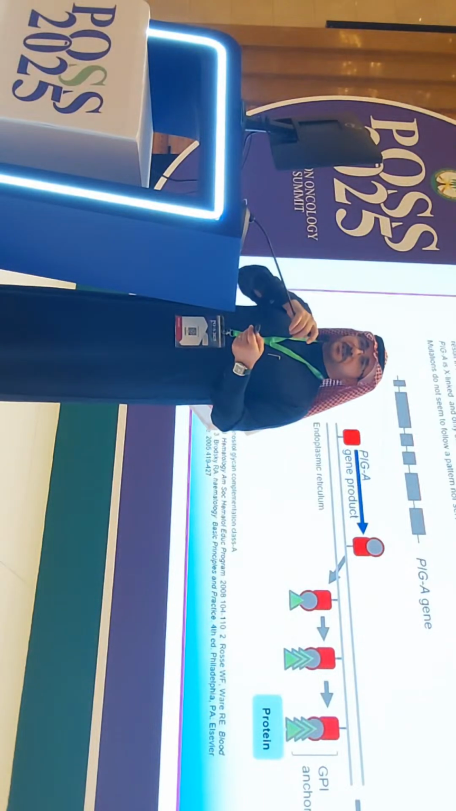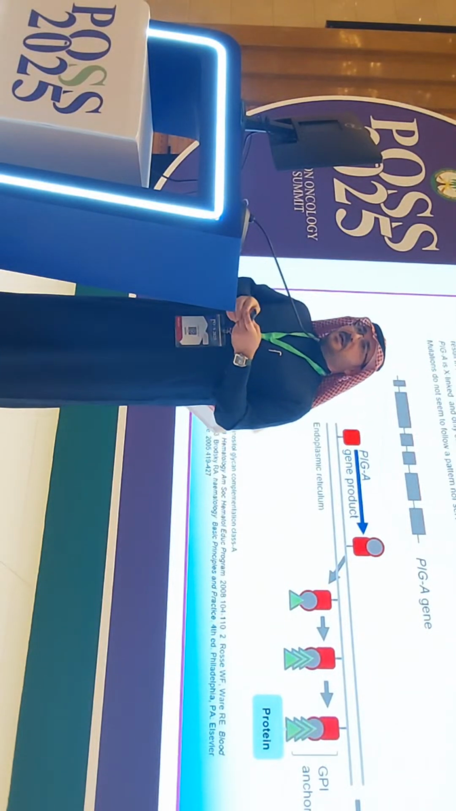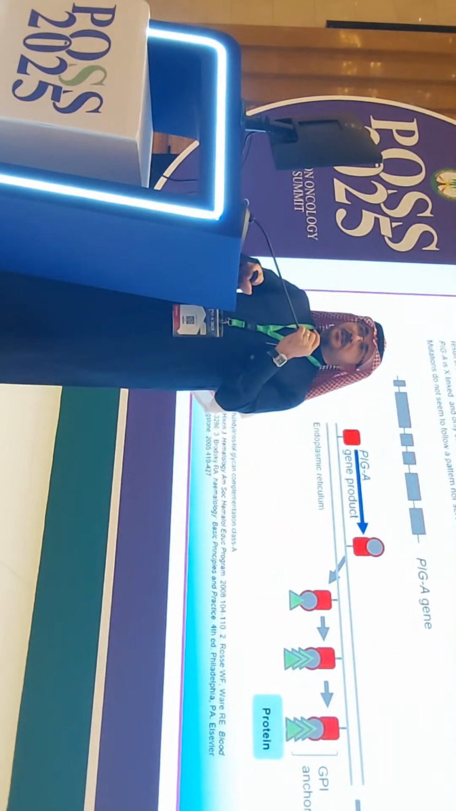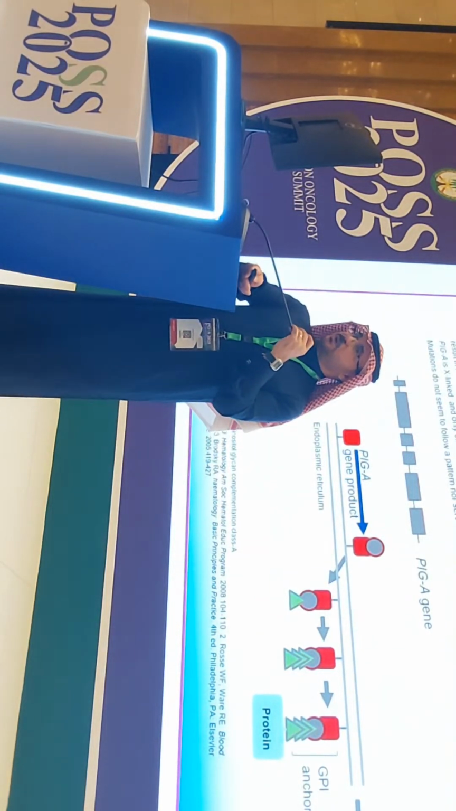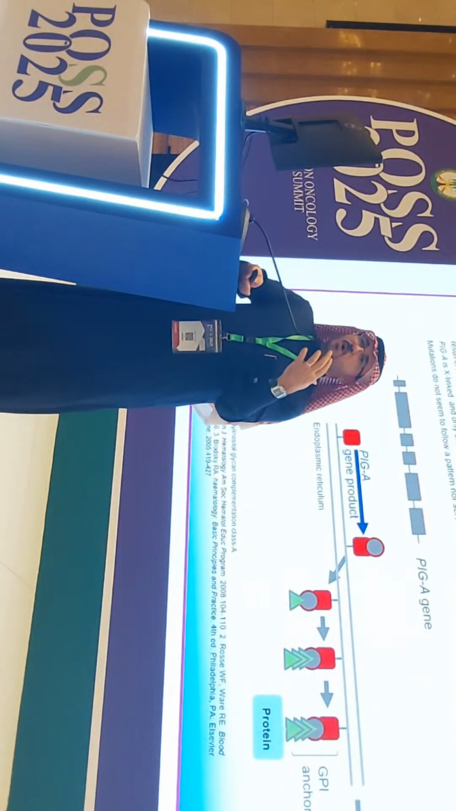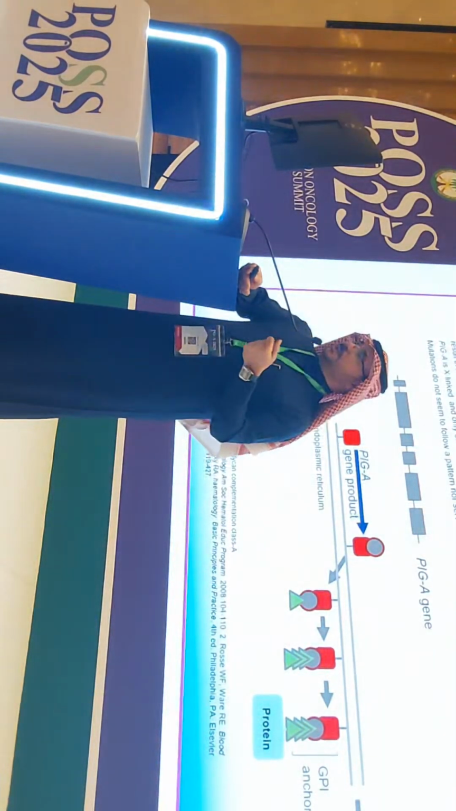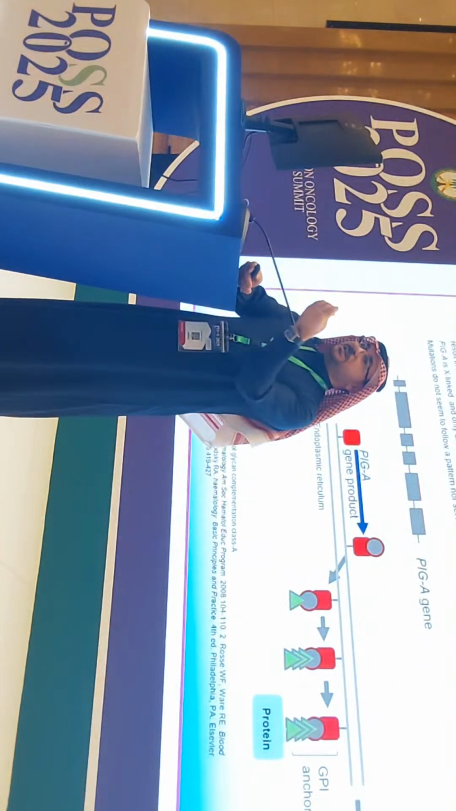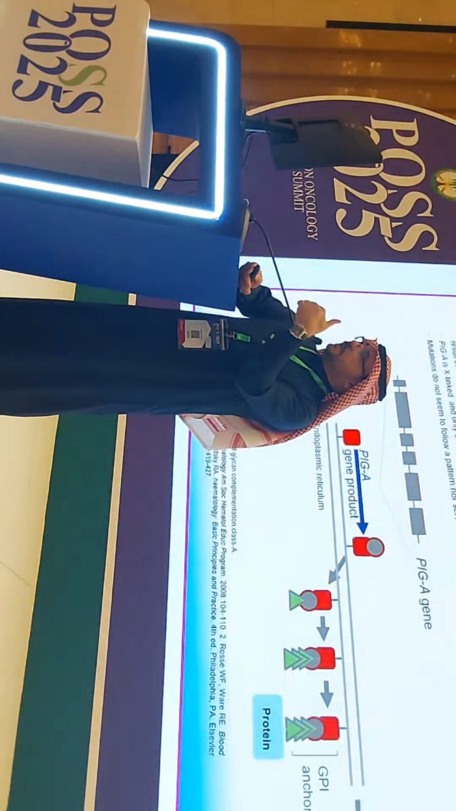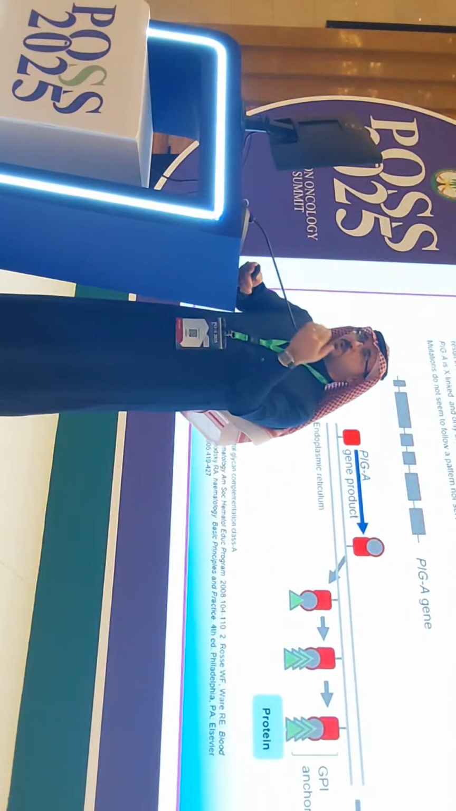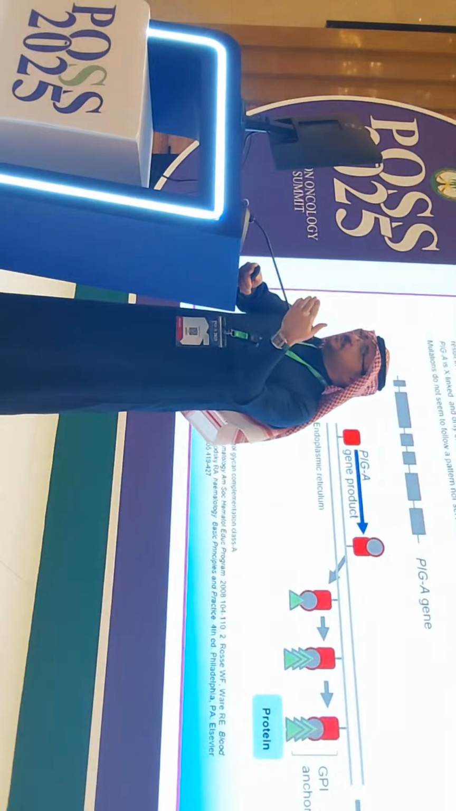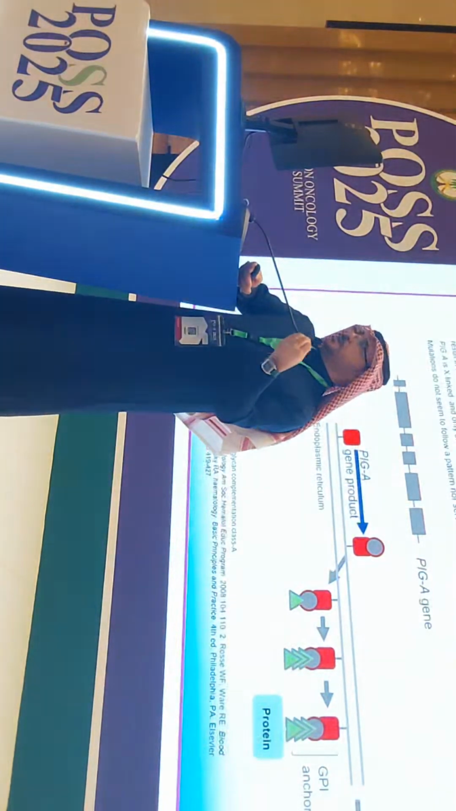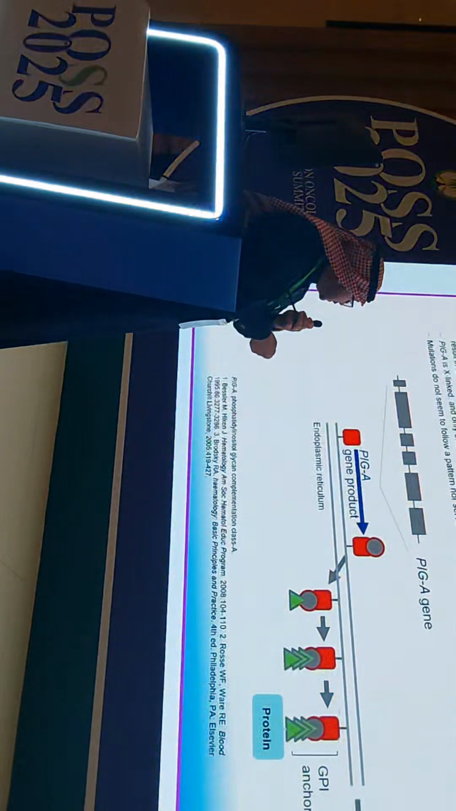Now, PNH, how does it form? The inciting problem is a somatic mutation within the X chromosome in a gene called PIG-A gene. As you can see here, the PIG-A gene is translated into a protein, which is important in the synthesis of the anchor protein, the GPI anchor protein.